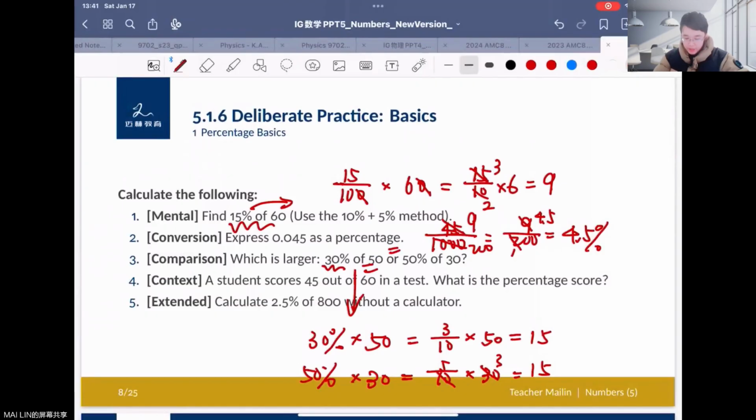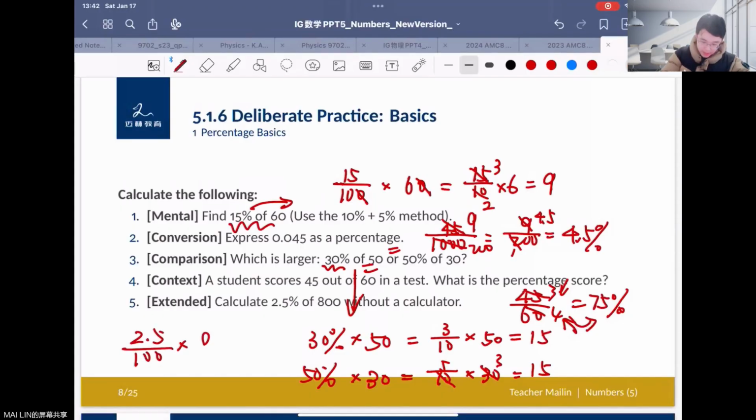For the fourth question, a student scores 45 out of 60 in a test and we want the percentage. We use 45 divided by 60. You can divide by 15 at the same time. That is 3 over 4. So this is 75%. And then you can times 25 on the top of the fraction, and also for 4 we can times 25, and you can find it's 75 over 100, which we can convert into 75%.